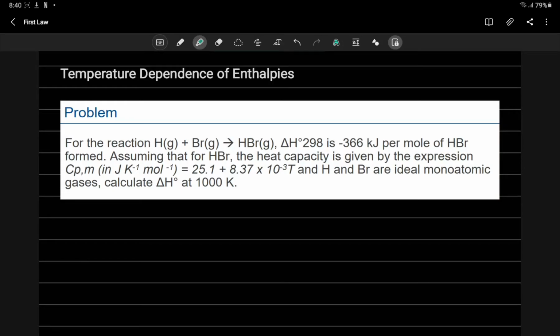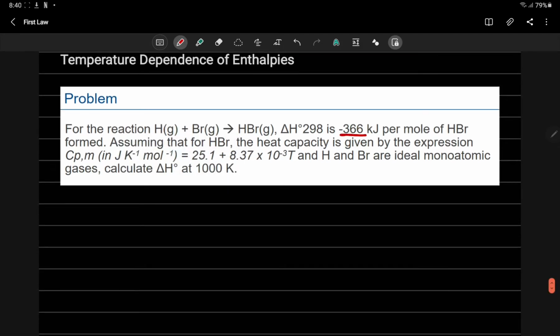Let's consider this problem wherein you have a reaction of hydrogen and bromine in their atomic states forming hydrogen bromide. And you're given here the enthalpy of the reaction, which is minus 366 kilojoules per mole. Okay? So, enthalpy siya at the standard temperature of 298 Kelvin.